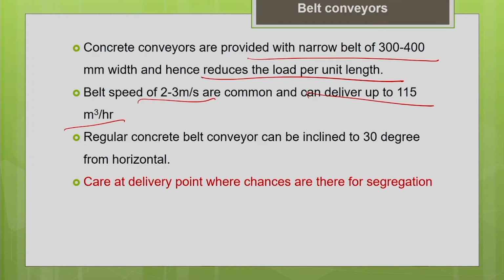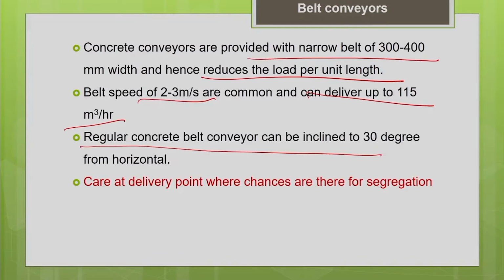The regular concrete belt conveyor can be inclined even up to 30 degree from the horizontal. So, up to 30 degree of inclination, it is proved that the material will be stable on the belt. But one thing we have to note is that though the belt conveyor is going to convey the material in an inclined manner, at the end the discharge should be vertical. As I told you, the end discharge you have to make vertical.